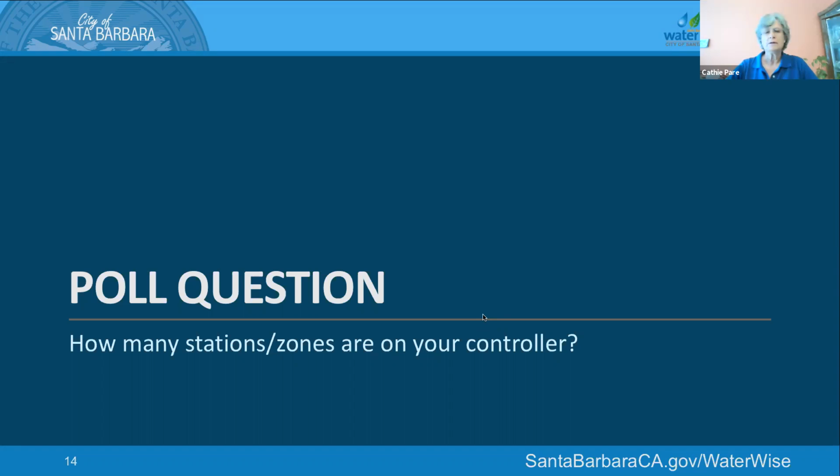Results are in. Half the people have between 5 and 12 stations on their controllers, which I see really often. Most people, if you buy a controller, they usually sell them in groups of 4 zones, 8 zones, 12, or some of them are 6 or 12. And most single family residences nowadays, we usually have 6 or 7.